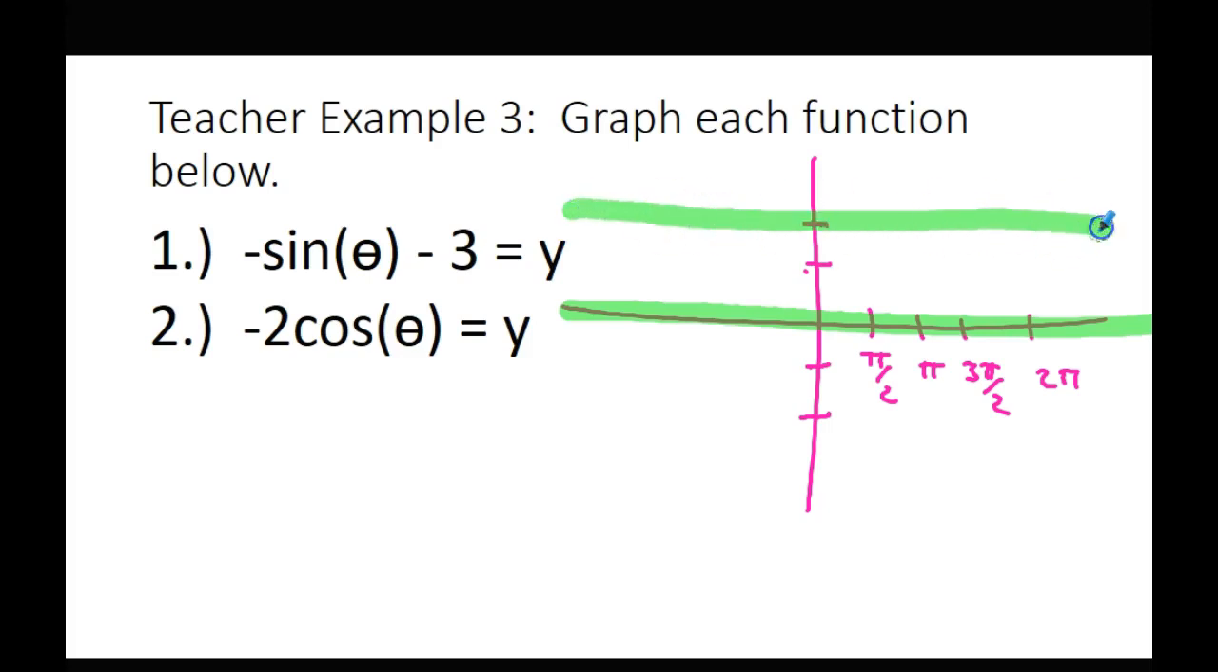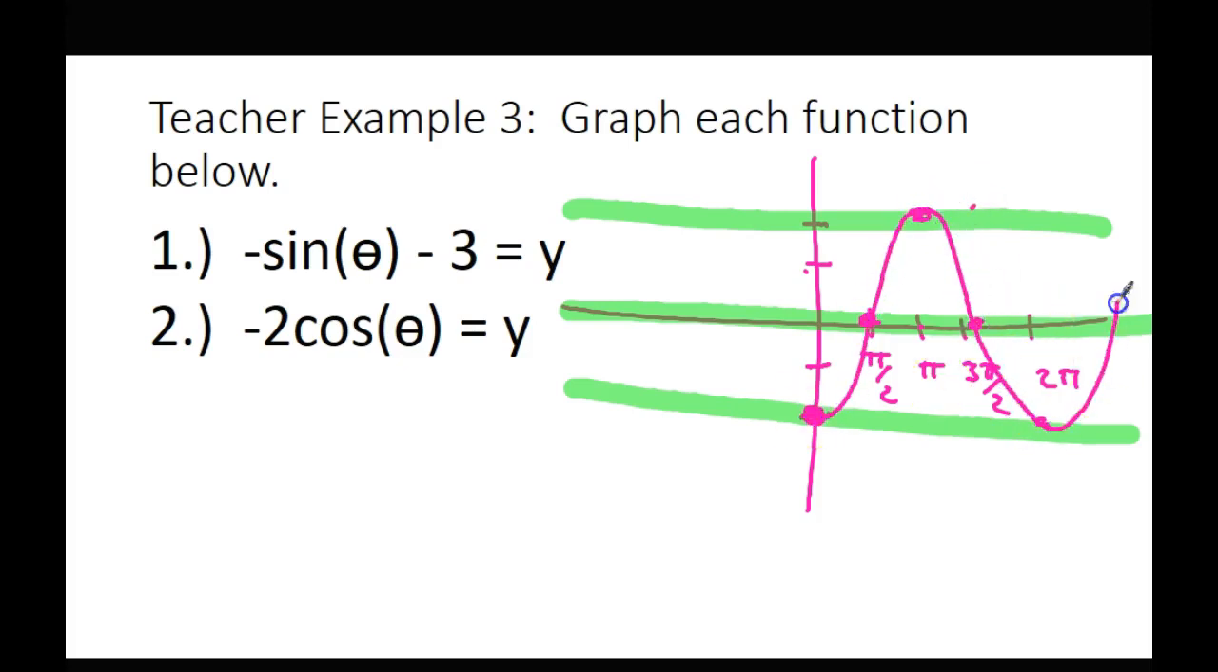So my max is at +2, my min is at -2. This is cosine, but it has a negative in the front. So where do we start? At the minimum. You start at the minimum. So it's going to start down here, and then over 1, up 1, over 1, up 1, over 1, down 1, over 1, down 1. Same shape, it's just upside down now.